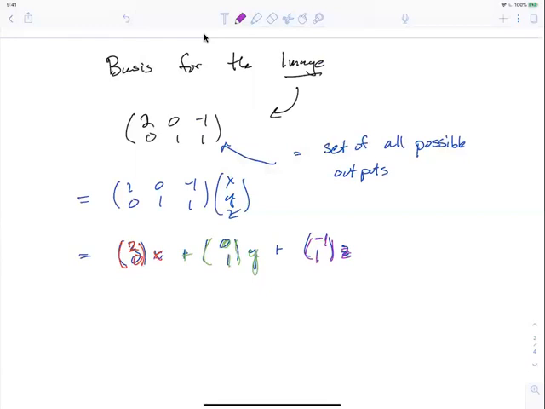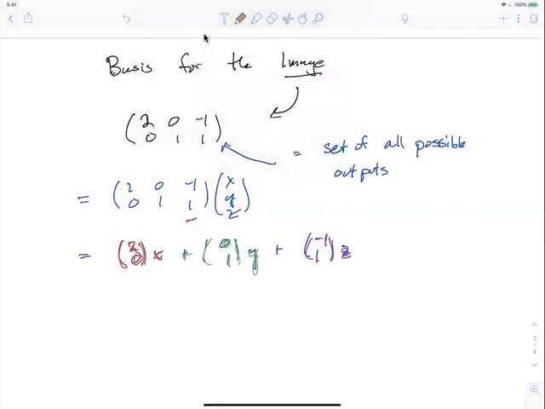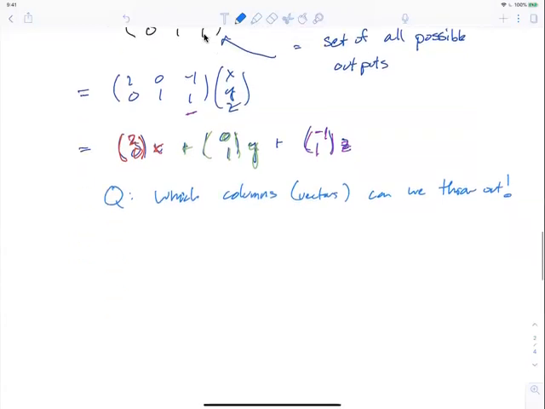So by definition, the image is going to be the set of all possible linear combinations of the columns. So now all we need to do is figure out which columns we don't need. So we boiled down the question as to which columns we don't need. And so how are we going to determine that? We're going to determine this by determining linear independence. So we're going to ask which vectors make the set.